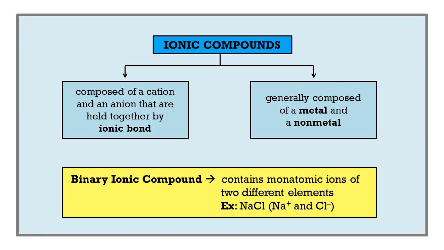Now let's define a binary ionic compound. A binary ionic compound is a compound that contains monatomic ions of two different elements. Binary means two elements. An example of a binary ionic compound is NaCl. NaCl contains ions of two different elements. Na+ is a cation of the metal element sodium, while Cl- is an anion of the non-metal element chlorine. Both of these ions are monatomic. Monatomic means one atom.